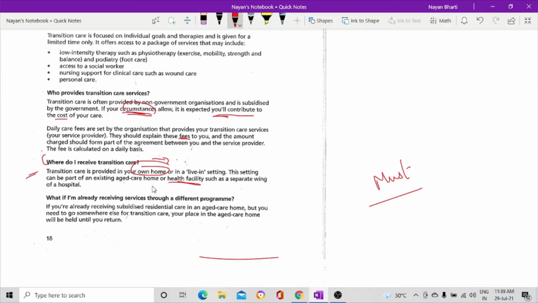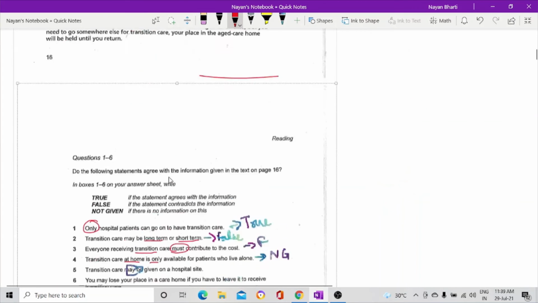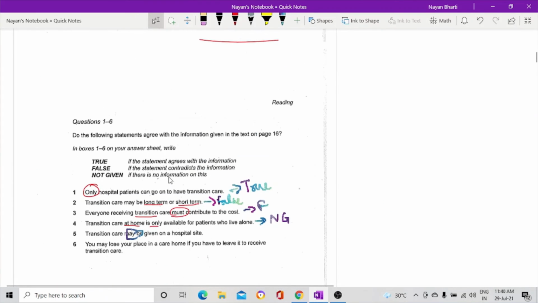Now I'll tell you one more point over here. If in the question they were saying that it must be a hospital facility, no, because it can be either this or this, but they are saying it may be. So this is also one of the possibilities. So yes, it can be given in the health facility. That's why the answer is going to be true for this. Okay, hopefully you guys are getting the point. If in case you are not able to understand, just put a comment. I'll explain over there also.